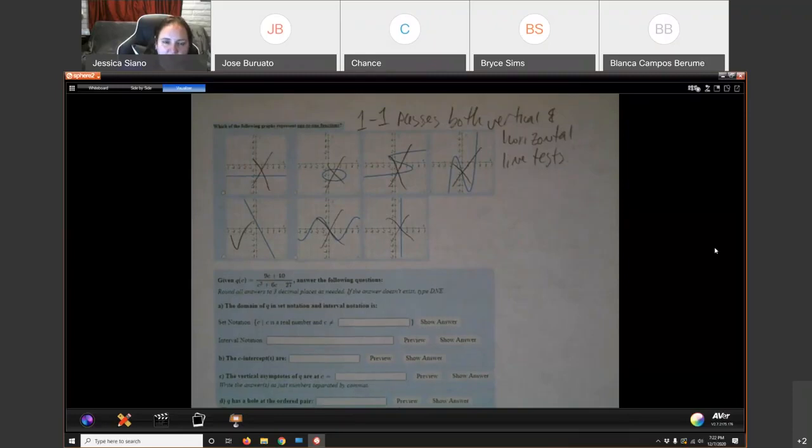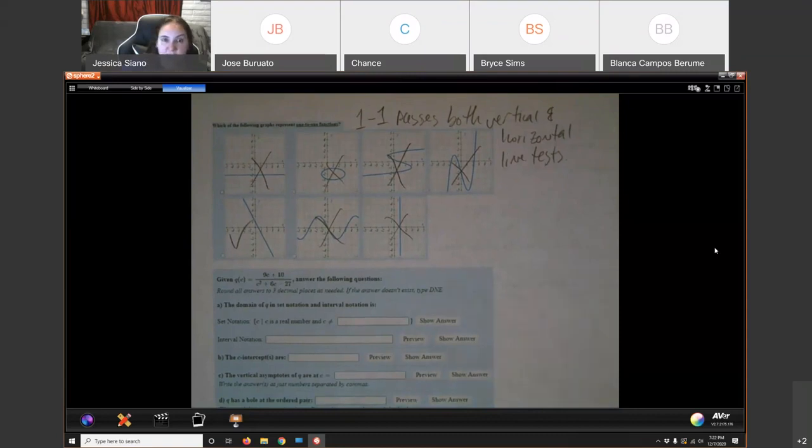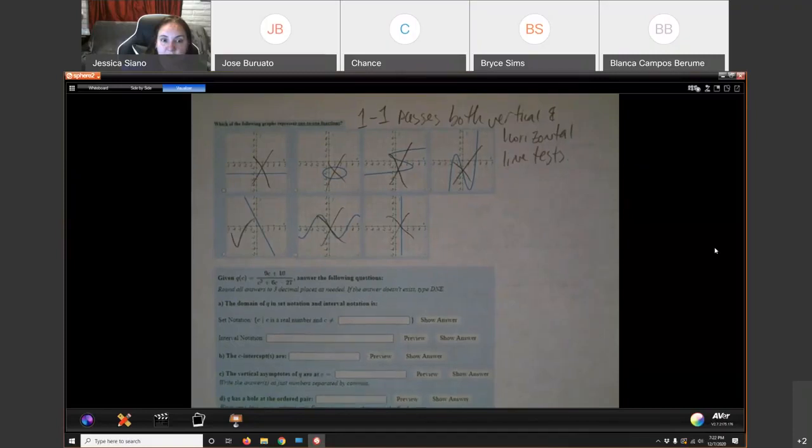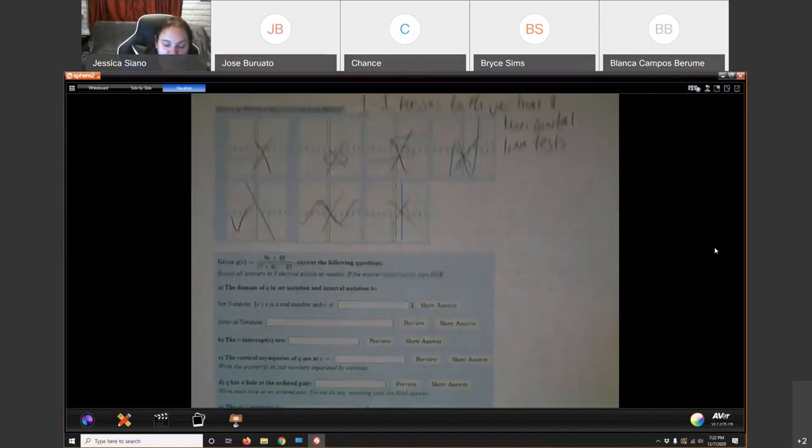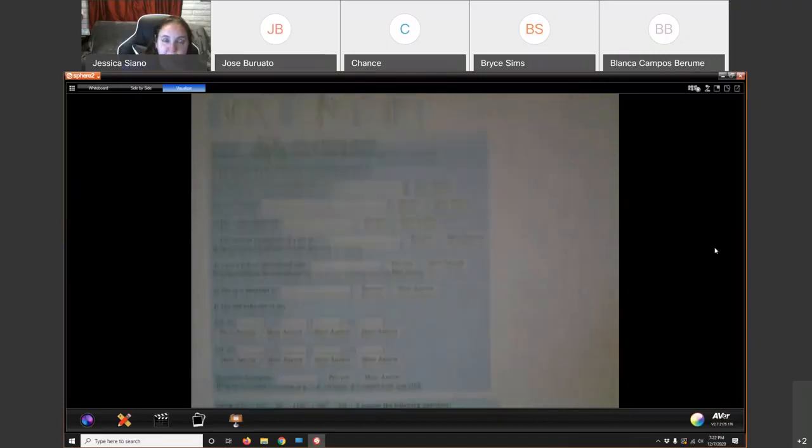And frequently, we will only see linear functions or rational functions here. So make sure you pass both the vertical and the horizontal line tests. Okay.